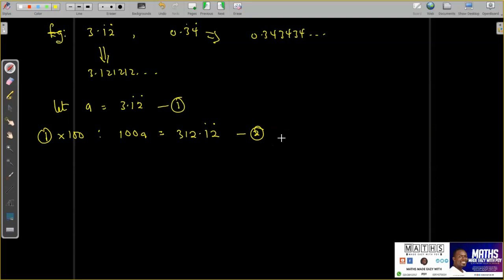So at this moment, you realize that from equation 1 and equation 2, we have recurring right after the decimal point. So we can actually get rid of the recurring values by simply subtracting. So that is going to be equation 2 minus equation 1. So 100A minus A will give us what answer, please? 99A equal to 312.12 recurring minus 3.12 recurring. What are we left with?